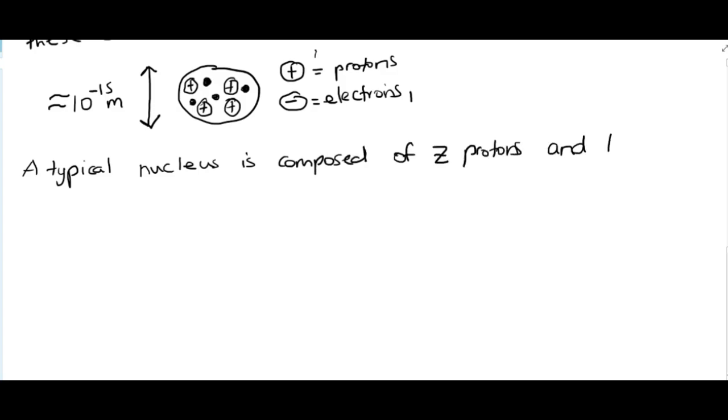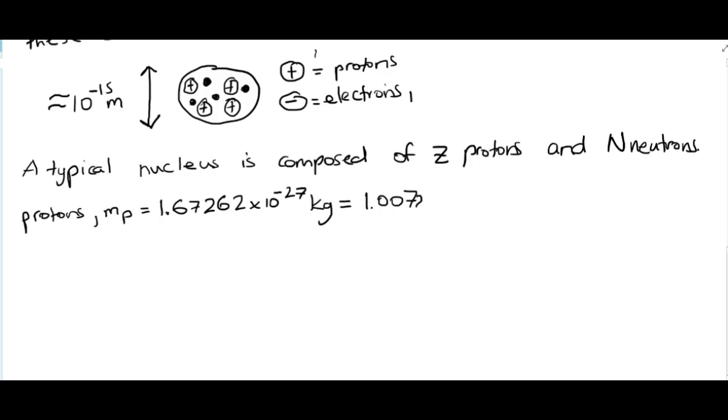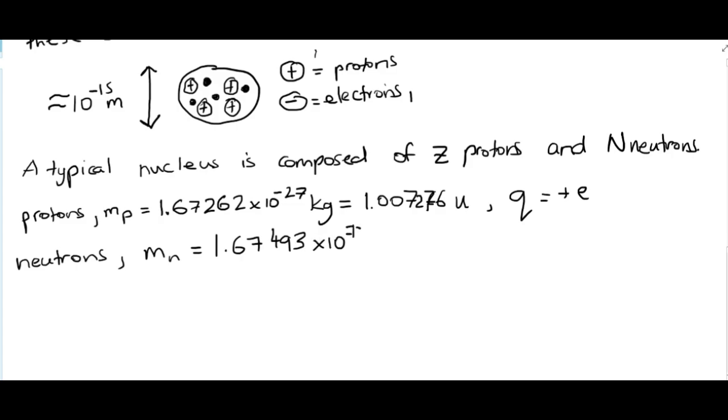So the nucleus is composed of Z protons and N neutrons, with the protons having a mass of 1.67262 times 10 to the negative 27 kilograms, which is equivalent to 1.007276 unified atomic mass unit, which I will explain later, and it is positively charged. The neutron, on the other hand, has a mass of 1.67493 times 10 to the power negative 27 kilograms, which is equivalent to 1.008665 unified mass units, and it has no charge.